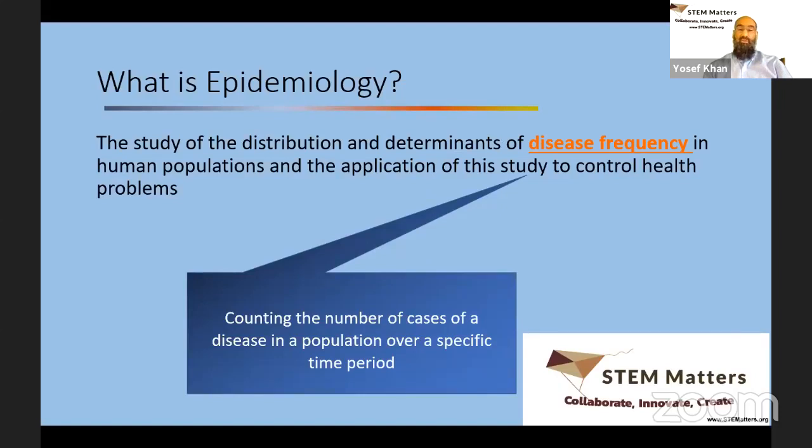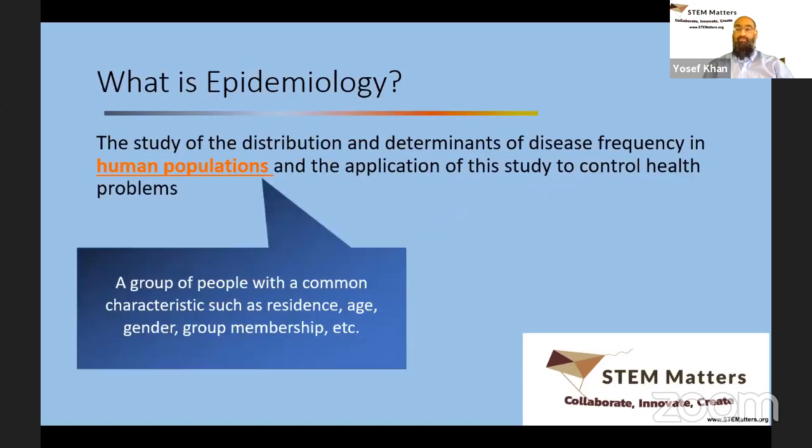Disease frequency is another term within this definition. And that basically means that as epidemiologists, we are counting the number of cases of a disease in a certain population in a specified time. So we are actually physically counting the number of cases in a population, new cases as well as total cases. Another keyword is human populations, that we have different groups of individuals within our population. And a population is defined as a group of people with a common characteristic, such as perhaps living in a certain place.